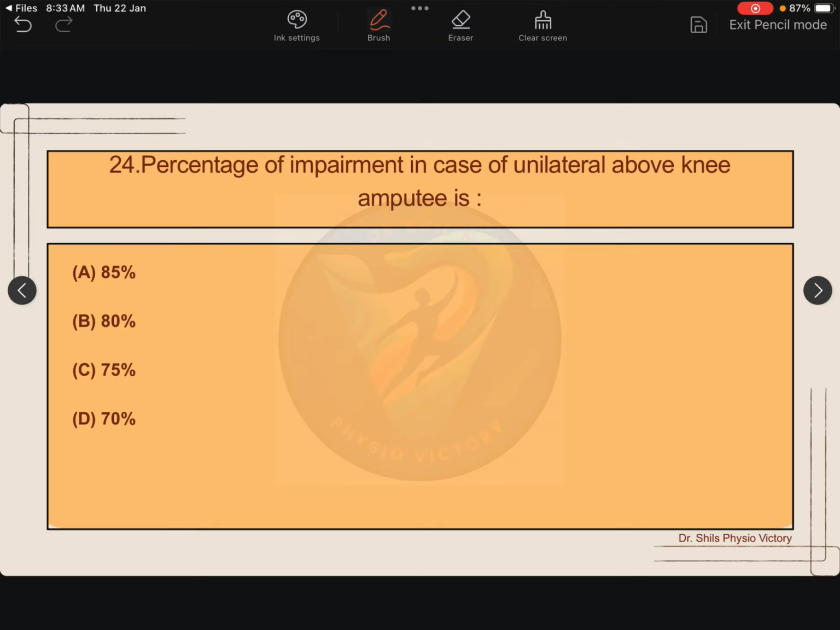Next, come to question number 24. Percentage of impairment in case of unilateral above knee amputee is option A 85%, option B 80%, option C 75%, and option D 70%. Here, the correct answer is option A, 85%. Above knee loss is a major functional loss and it leads to 85%.